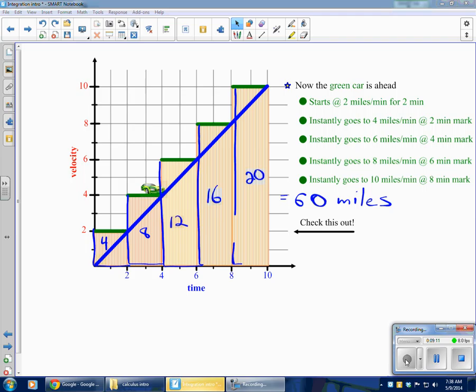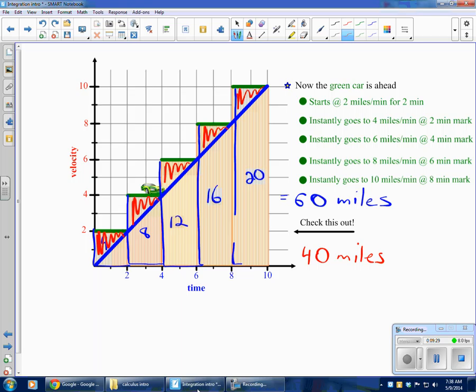Now, compared to the previous problem, this one now is an overestimation because I calculated all this extra area that's not actually underneath that blue line. So what we can do then is take that underestimation of 40 miles from the previous page and this overestimation of 60 miles from this page and find the average.